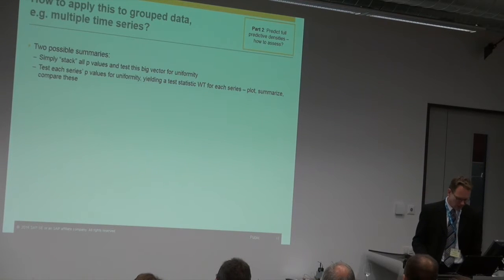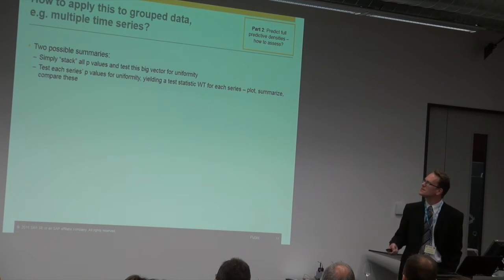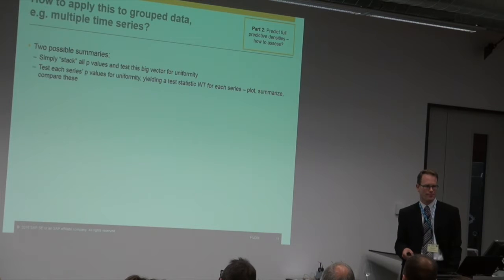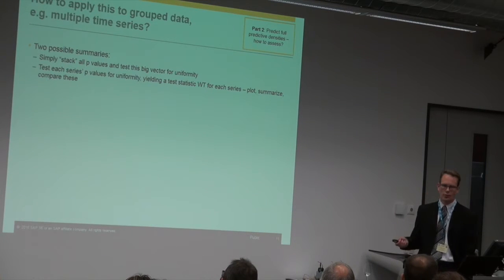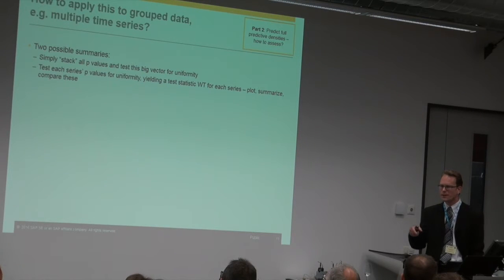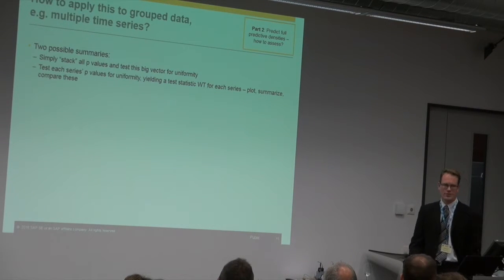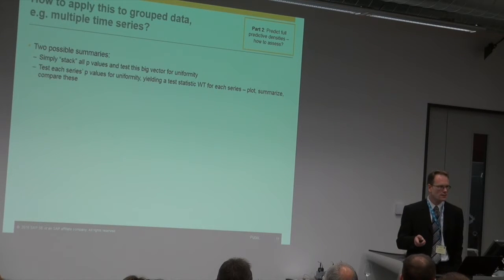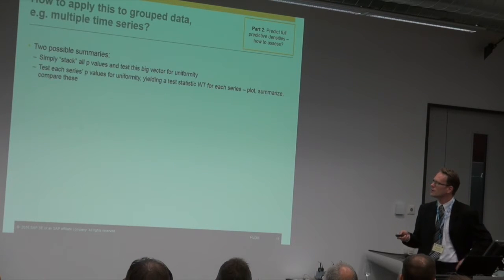Okay, wonderful. And how do we apply this to group data? That is multiple time series. For instance, claims counts that are grouped by geography, by zip code, by something else. Well, there's different ways and simple ways here. One possibility would be take all the p-values out of this randomized PIT for all the different time series, for all groups, for all entries in all groups.